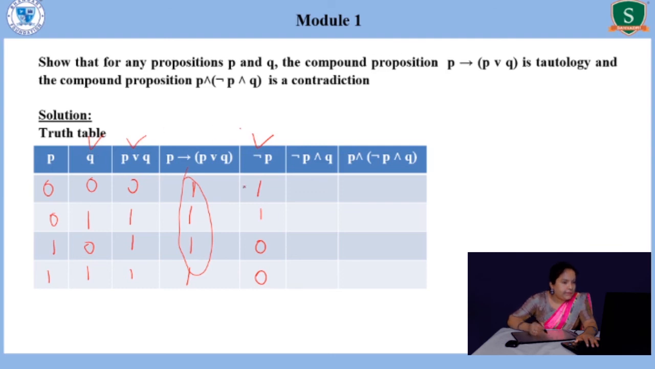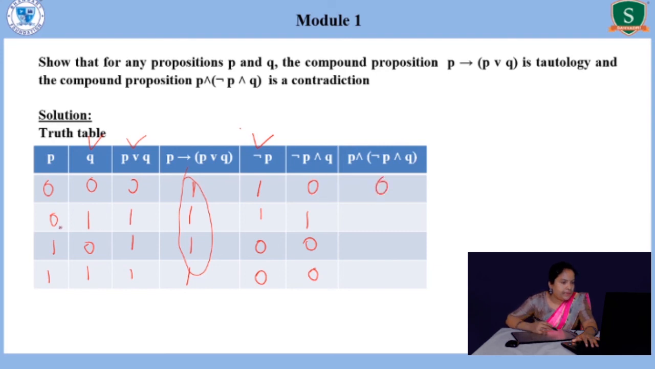So when it is 0, 1, it is 0. When it is 1, 1, it is 1. When both are 0, it is 0. When 0, 1, it is 0. Okay, next, what about P and negation P and Q? Here P is 0, negation P and Q is 0. So both are 0, it is 0.